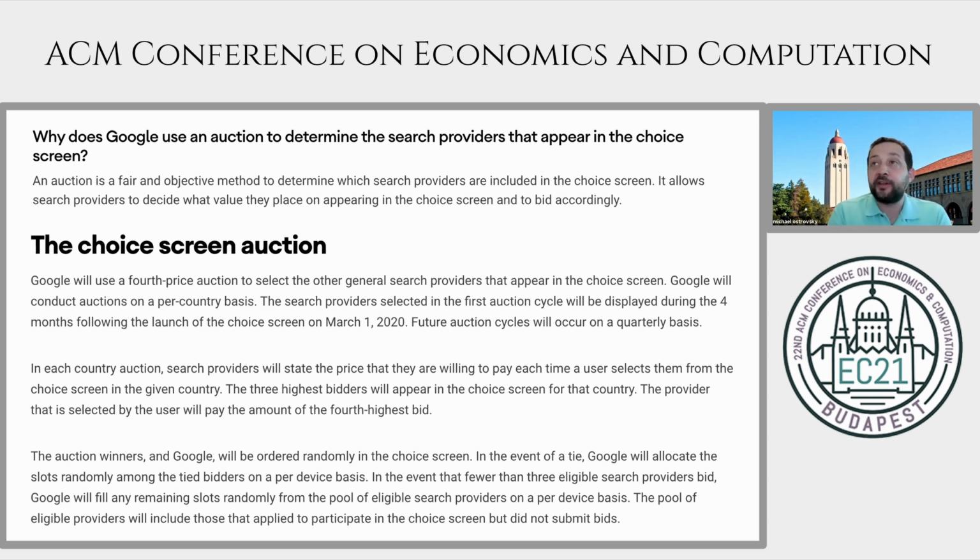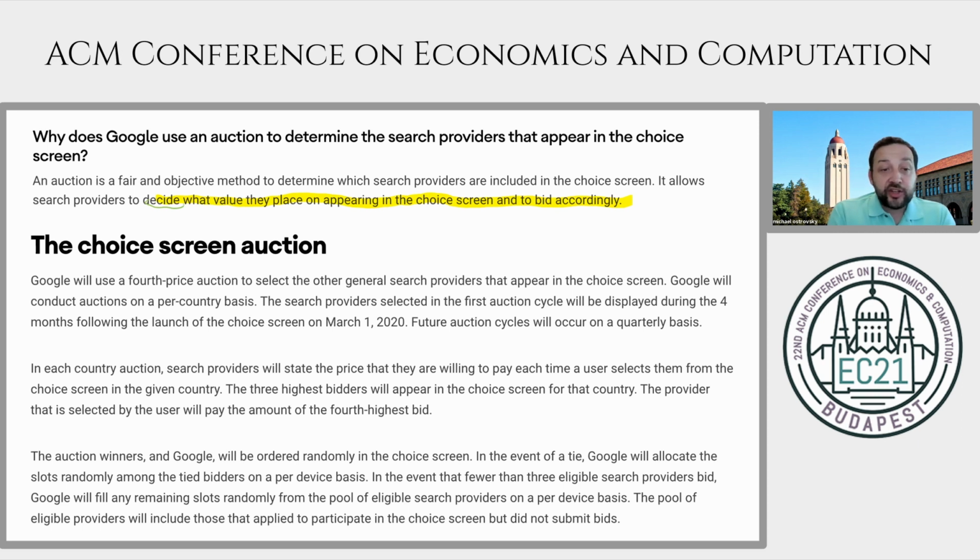First, from the Q&A section of the website: why does Google use an auction to determine the search providers that appear in the choice screen? Their answer: an auction is a fair and objective method to determine who should be shown. It allows search providers, and here I want to slow down because this is important, to decide what value they place on appearing on the choice screen and to bid accordingly. Okay, sounds reasonable. Now, here are the specific rules of the choice screen auction. Google will use a fourth price auction to select the other general search providers that appear in the choice screen. Google will conduct auctions on a per country basis.